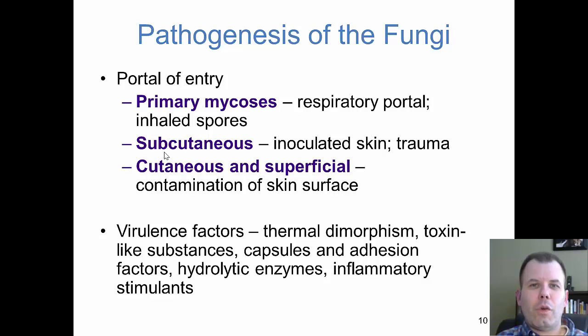Toxin-like substances, so we'll talk a little bit about this, especially when we get into the later sections. Capsules and adhesion factors, hydrolytic enzymes to break down connective tissue. That's how they grow and get in. And again, they do their digestion on the outside, so they release secretory enzymes to digest, and then they reabsorb it through their cell membranes. And so that's how they eat.